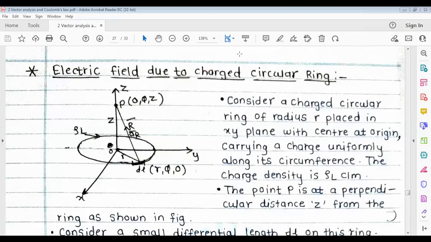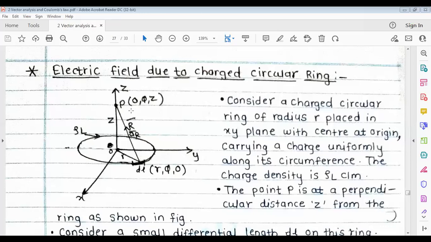Today we'll start with the new point, that is electric field due to charged circular ring. We have seen electric field intensity due to infinite line charge and due to infinite sheet charge, and now we are seeing it due to a charged circular ring. So concentrate here. Here we are considering a circular ring which is placed in Cartesian coordinate system first.